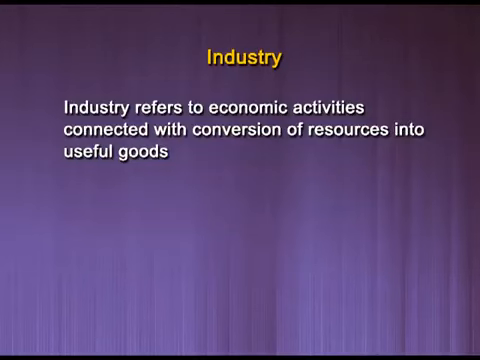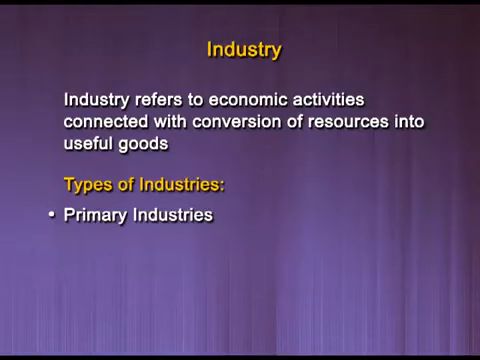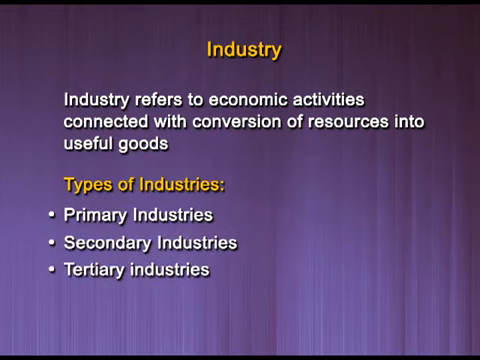Now let us first of all understand the meaning of industry. What is industry? Industry refers to economic activities connected with conversion of resources into useful goods. There is another way also to define an industry. Industry can also be defined as a collection of firms producing similar nature of items. For example, textile industry. Now, industry can further be divided into primary industry, secondary industry and tertiary industry.